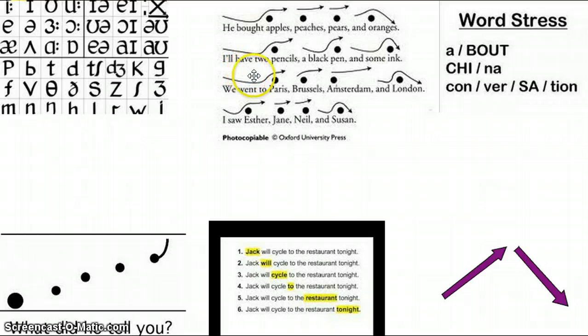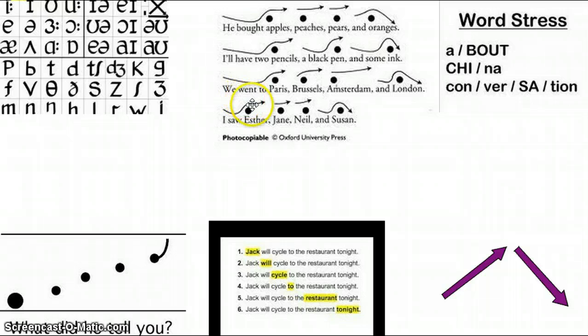Two pencils, and a black pen, and some ink. So these words are not so important. The important information for this sentence are the actual things of the person who is talking to you. They are the given information, more like what you've got. So let's move on.